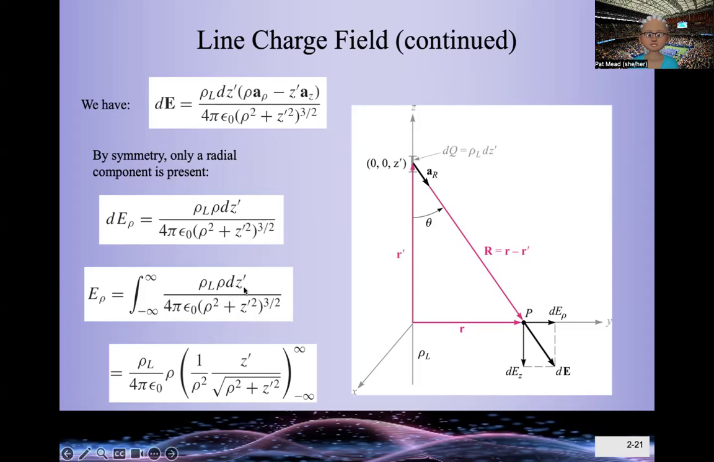Anyway, since you're integrating only over dz, the rho is actually a constant. There's no d rho. You're not integrating over rho. Rho is only one value: how far your field point is away from the z-axis. So this is a constant, and you've got dz prime over some constant plus z prime squared quantity to the 3/2 power. All of this part out here is a constant, so this comes out outside of your integral. After you do your integral, this is what you get, and then you go from minus infinity to plus infinity.